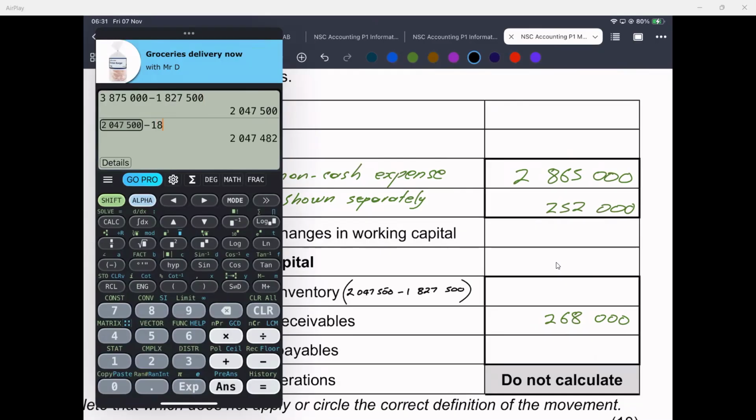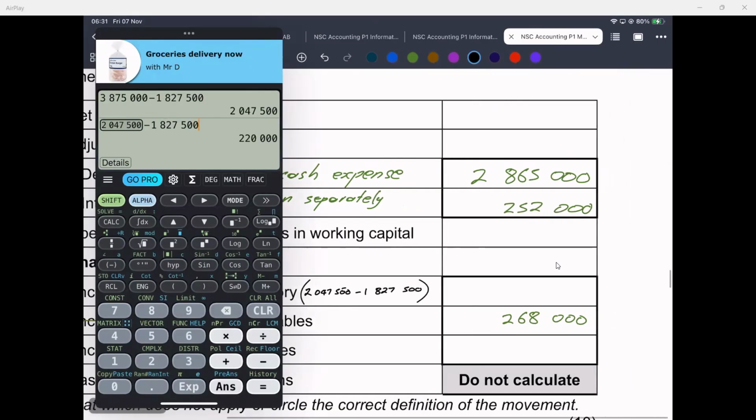Minus 1,827,500. It increased by 220,000. Guys, it doesn't matter whether, when I subtract these two, my answer is negative or positive. That does not matter. What matters is whether it is increasing or decreasing. Here I'm going to write it as it is. It will be 220,000.